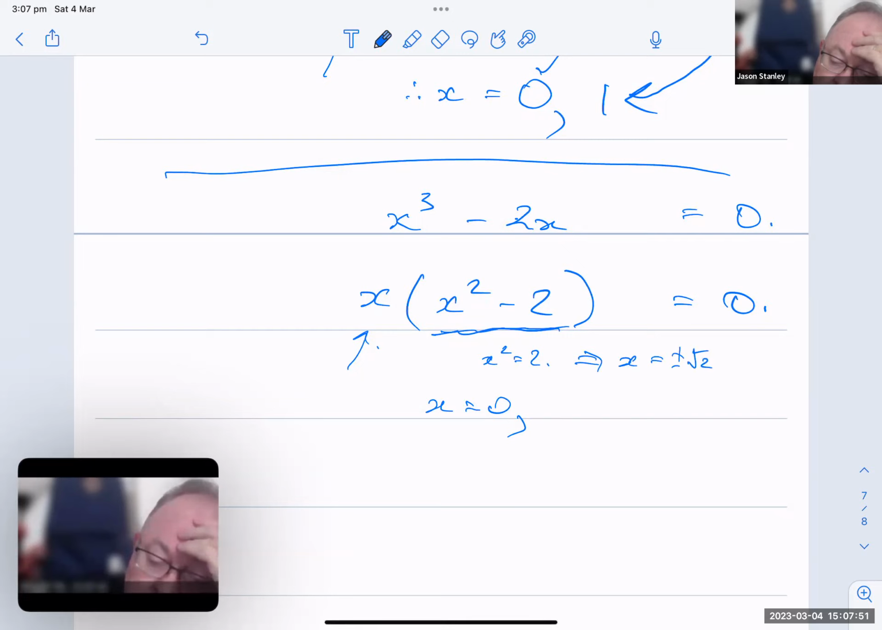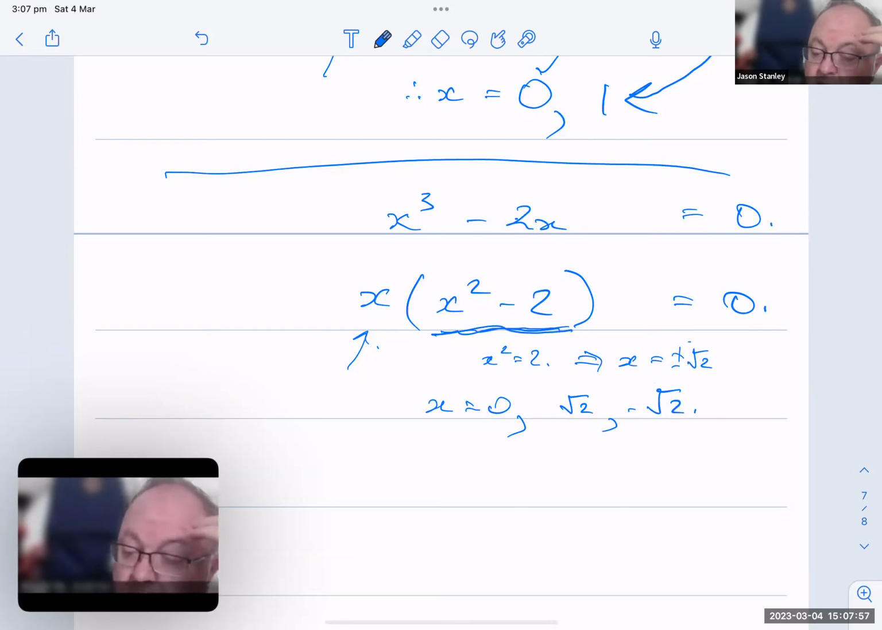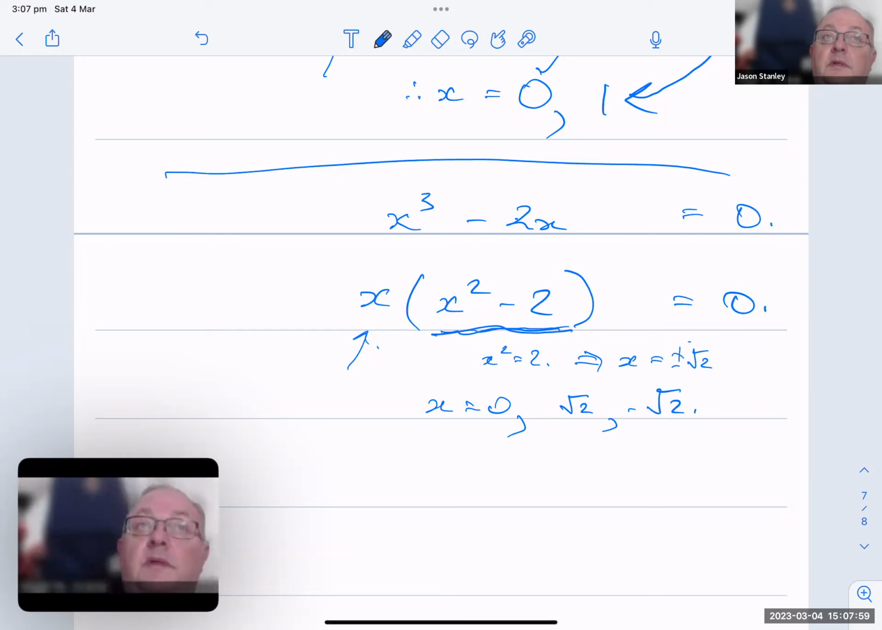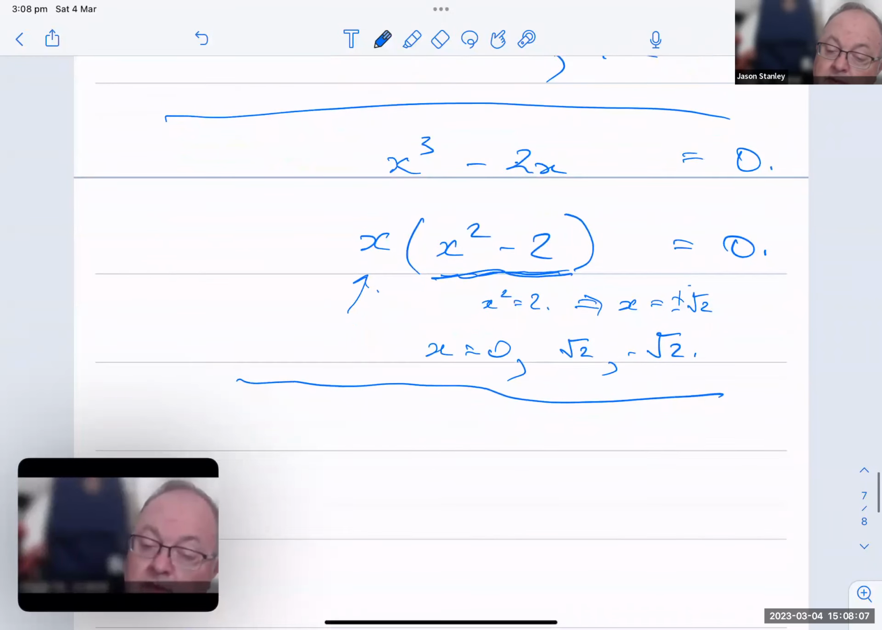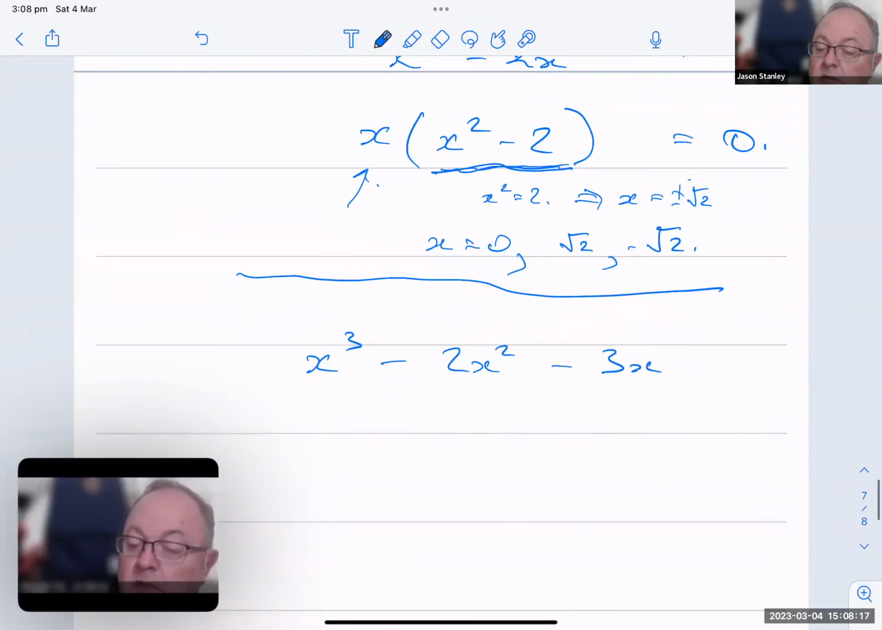So you get root 2 and minus root 2. Now you would have found that by completing the square on x squared minus 2. All right. That can also be, another example could be that would be a typical one.